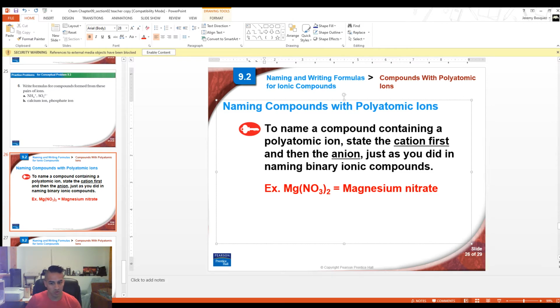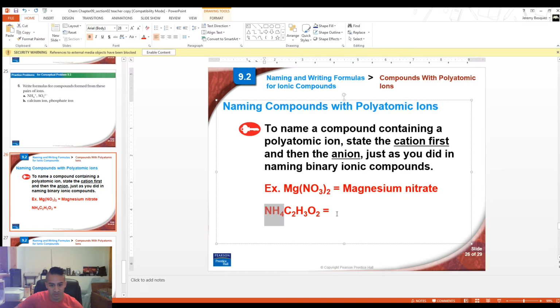We could do, so here's another one. We could do NH4, C2H3O2. Now this one looks really crazy. You might go, what the heck is this? This is just 2 polyatomic ions put together.